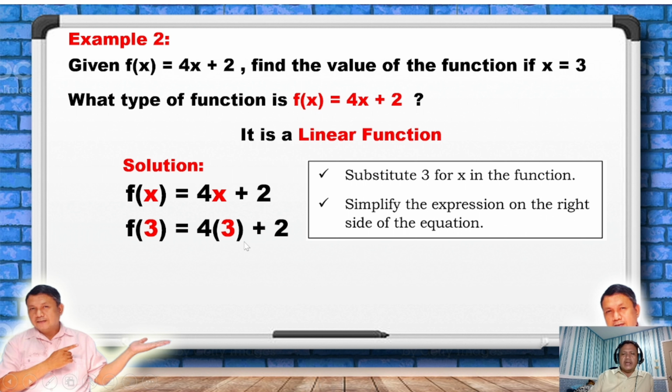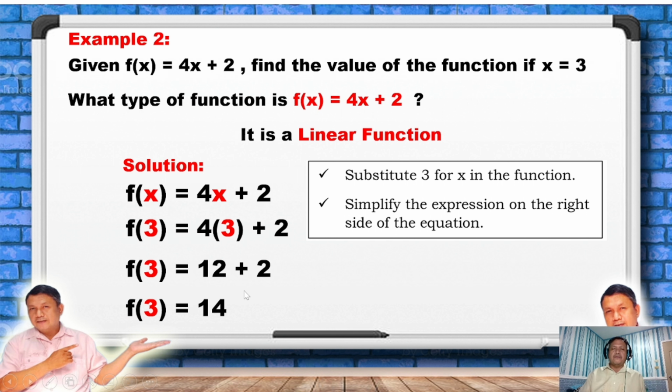Okay, so ang unang gagawin natin using the MDAS ay multiplication muna, ano? Okay, so we have f of 3 is equal to 4 times 3 is 12. Then copy plus 2. And again, simplify the right side of the equation. And we have now the final answer: f of 3 is equal to 14.